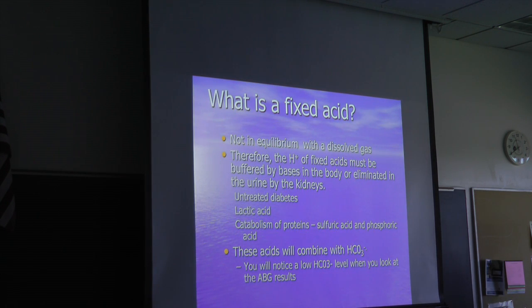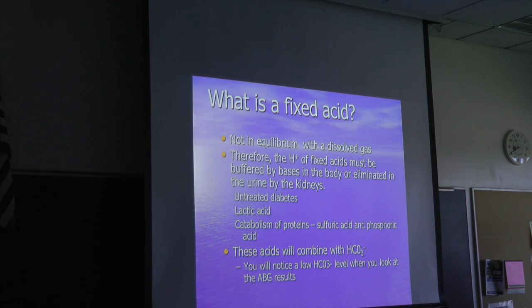The third one listed there is catabolism of proteins. When proteins are broken down, you get sulfuric acid and phosphoric acid produced. I don't have anything else to say about that. Just break down a protein. So if you eat a big steak or a hamburger from McDonald's, you produce sulfuric acid and phosphoric acid, but your body's healthy, so it has a way of getting rid of the acid, usually by the kidneys.